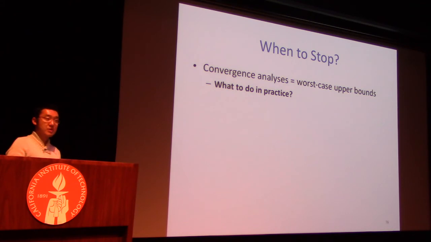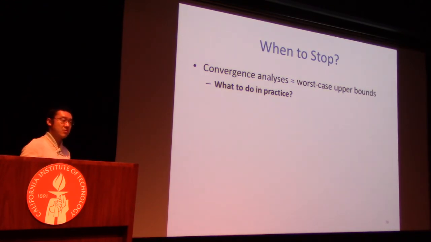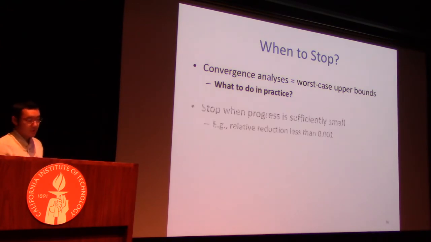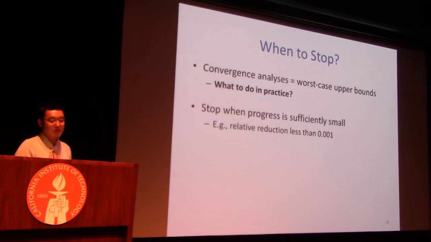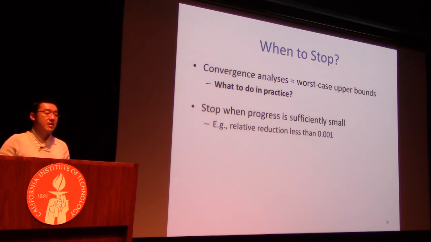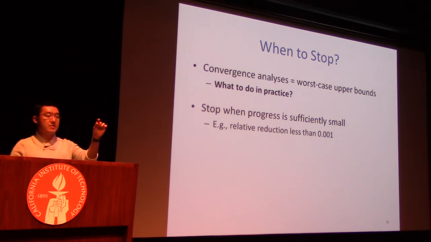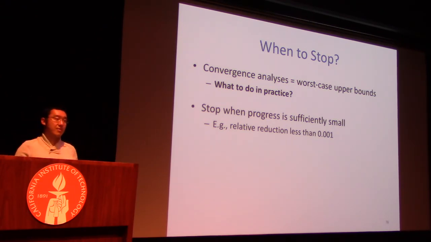So, when to stop? For the homeworks, you will be using a very simple stopping condition, which is simply a maximum number of iterations of gradient descent. In practice, and this is something that you're asked about conceptually in the homework, there are more intelligent ways of knowing when to stop gradient descent. Stop when progress is sufficiently small. What does that mean? That means as you're running gradient descent, the change in the loss function is becoming very small, for example, the relative reduction is less than 0.001.